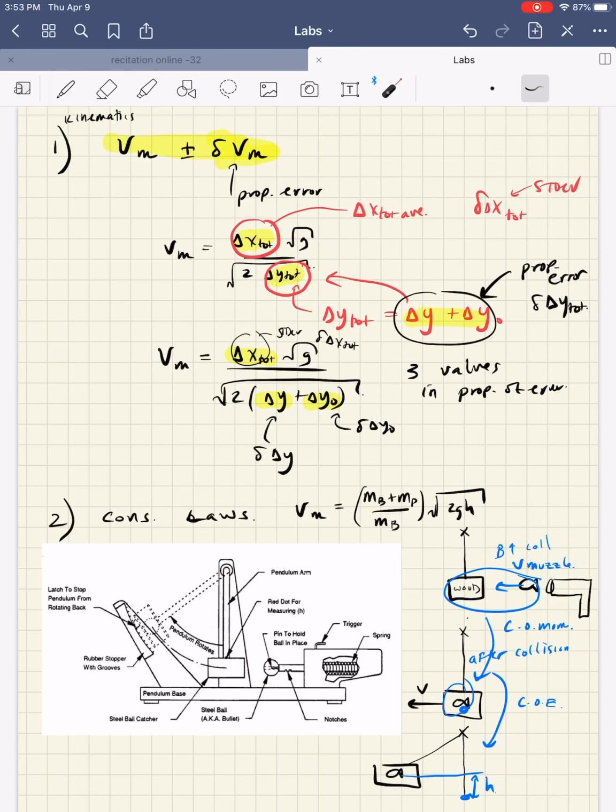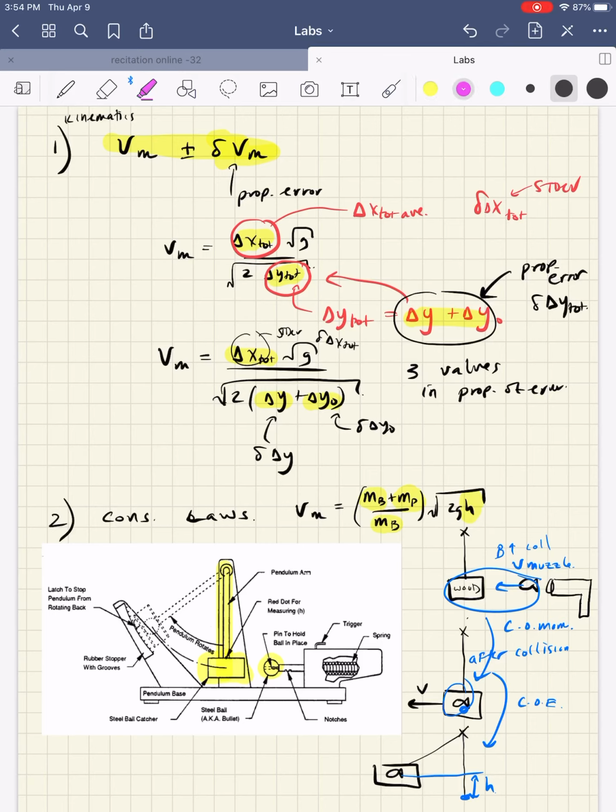So all I have to do is measure the mass of the bullet, which I literally take this thing and put on the electronic scale. I'll need the mass of the pendulum. So all I have to do is unbolt this thing from the apparatus, put it on the scale and measure its mass. So now I have the mass of the bullet and the pendulum. All I need is the height h.